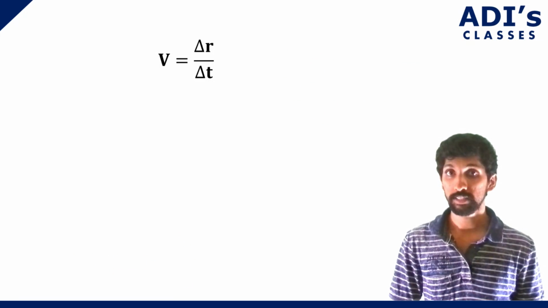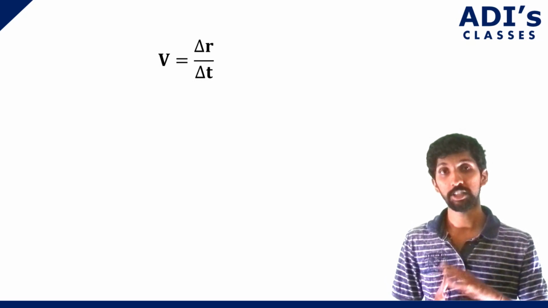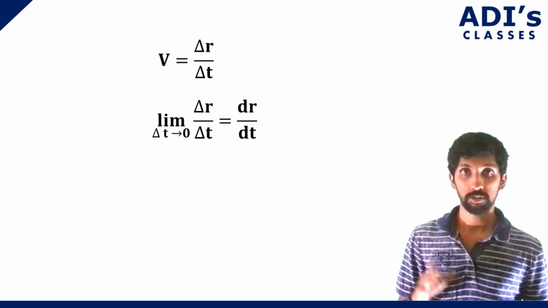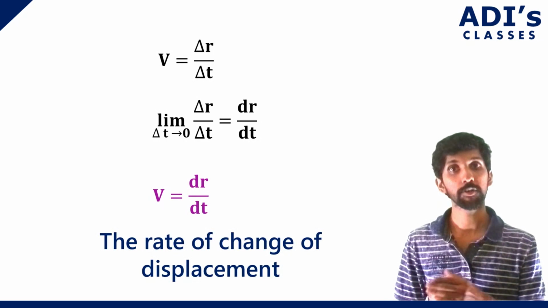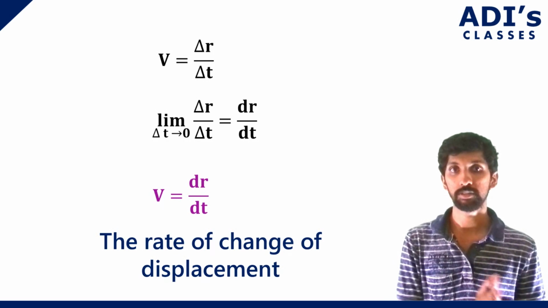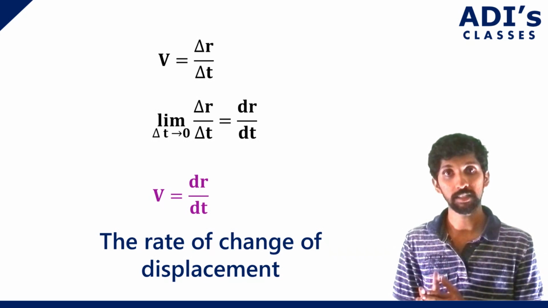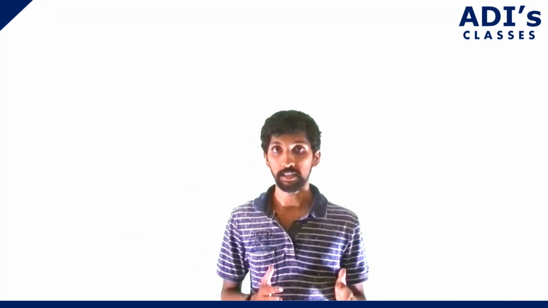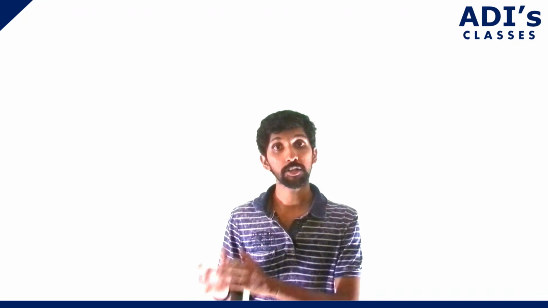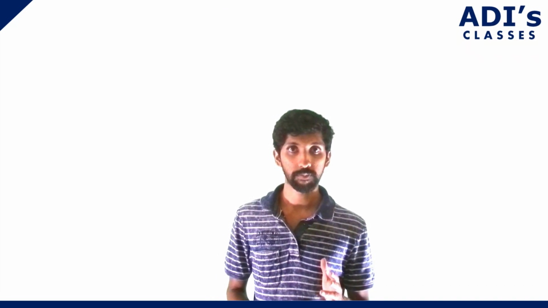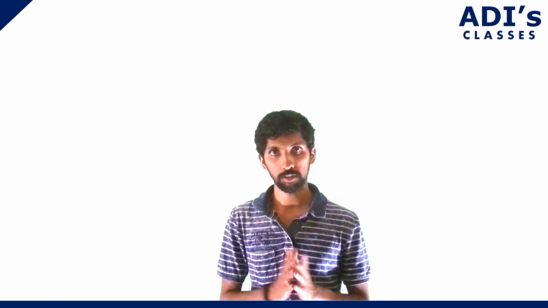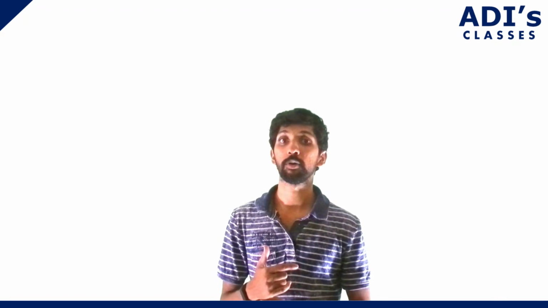Basically what we say is the change in the displacement, correct? So V is equal to delta r by delta t. Here, if you take the limit as delta t tends to 0, we get V is equal to dr by dt. So the rate of change of displacement gives you velocity. Understood what velocity is? In the next video you will be learning about acceleration.